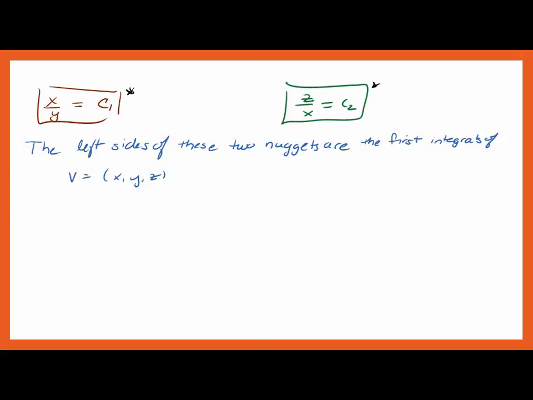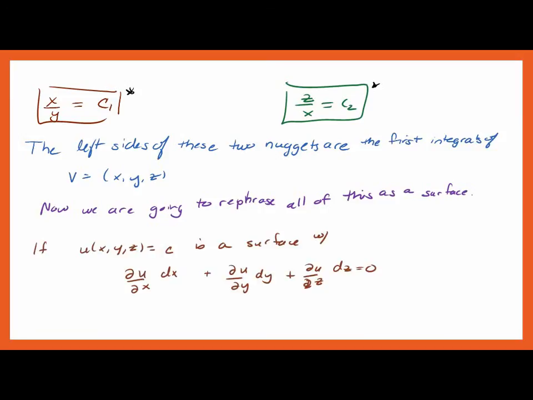It turns out that the left sides of these guys, the x over y and the z over x, turn out to be the first integrals of v equals x, y, z. So that's what he means by a first integral. Then he rephrases this as a surface. And here's your PDE starting to show up.